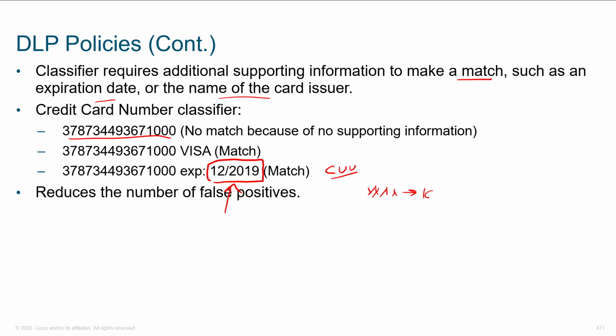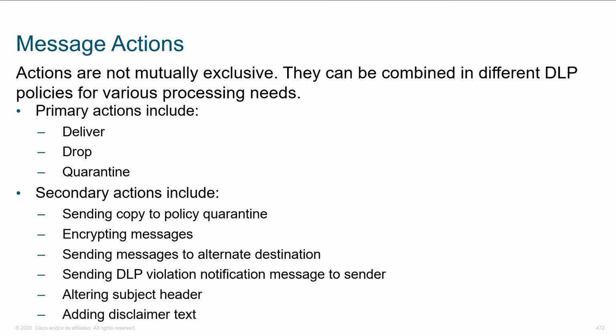Now, if we're too broad, you're going to get false positives. But when we become more specific, we're going to get better matches. So what happens when we do get a match? Well, we can come in and we can say that it should still be delivered, but maybe it should just be logged. Alternatively, we can drop it. Alternatively, we can quarantine it. This is the primary action.